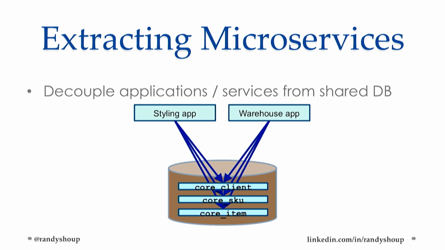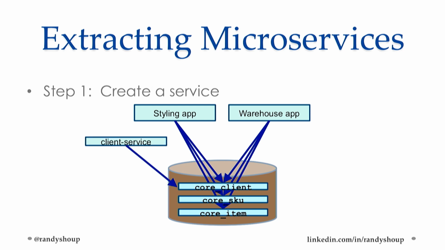So the first thing, just to make it cleaner and have a smaller number of boxes and lines, I'm going to pretend that we had 3 tables and 2 applications. But again, as I said, it was 175 tables and 80 different applications. Okay, so step 1 is we're going to create a service. In this example, we're going to create a service around clients. And that client service is going to use the table in our database that we're going to call core client.